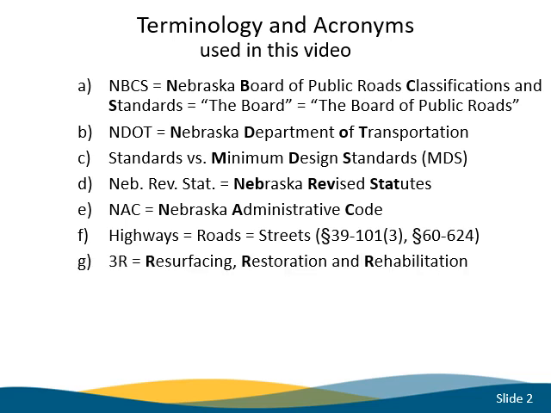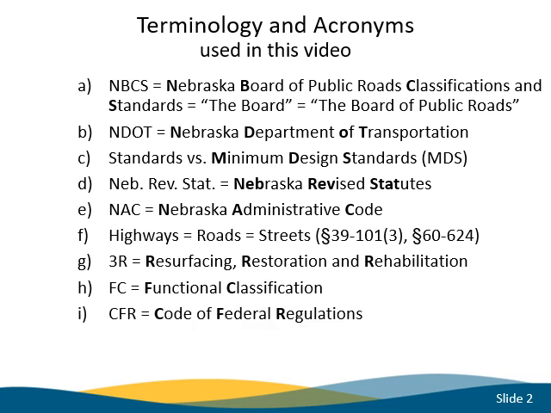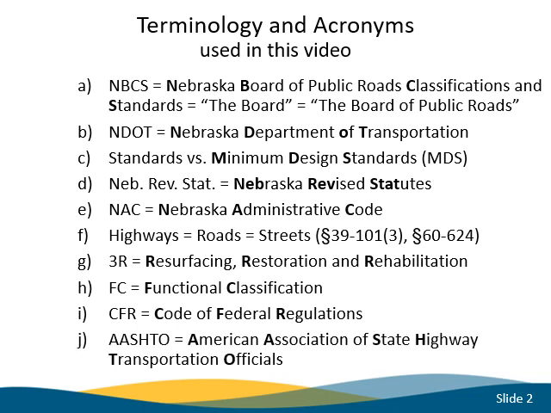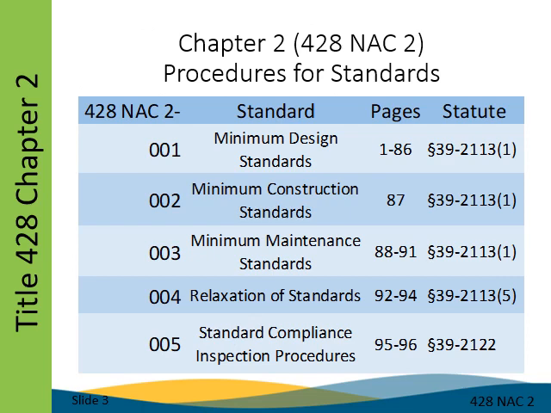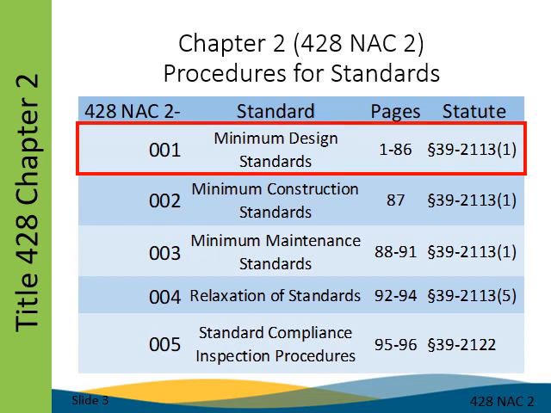3R is short for resurfacing, restoration, and rehabilitation. For more details, see the video dedicated to 3R. FC is functional classification. CFR is the Code of Federal Regulations. AASHTO is the acronym for the American Association of State Highway Transportation Officials. Next is a brief overview of Section 1, the Minimum Design Standards.